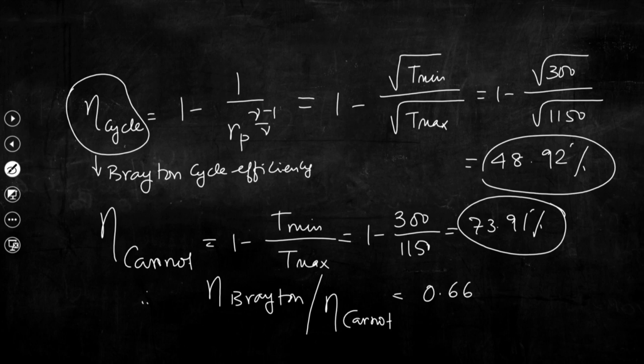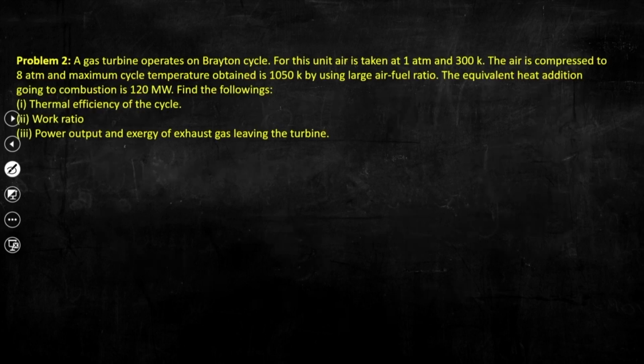If we now move to the second problem, the problem statement is: a gas turbine operates on Brayton cycle. For this unit, air is taken at 1 atmospheric pressure and 300 Kelvin. The air is compressed to 8 atmospheric pressure, and the maximum cycle temperature obtained is 1050 Kelvin by using a large air fuel ratio. So, it is already given that the air fuel ratio is very large, which in a way indicates that we can assume the mass flow rate of the working fluid is m dot A only, that is, the mass flow rate of air only.